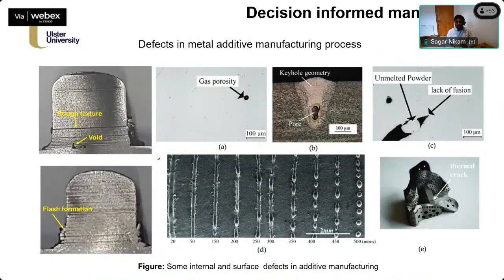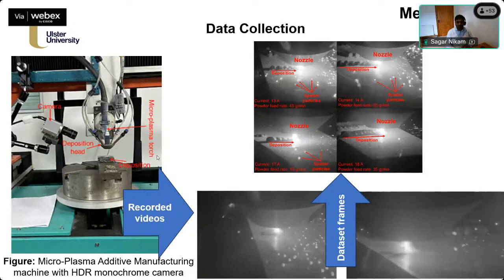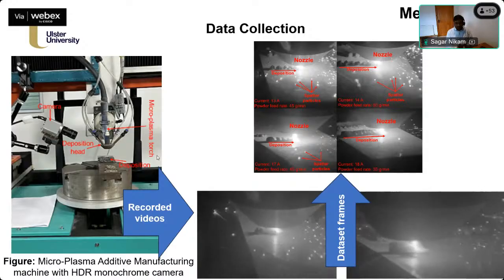So next is how to go with decision informed manufacturing. Decision informed manufacturing means defects are the most important part. Defects can be different, internal defects, like a void, flash formation, keyholes, pores, gas. So we make use of AI-based technologies to do that. This is one of our recent research works.